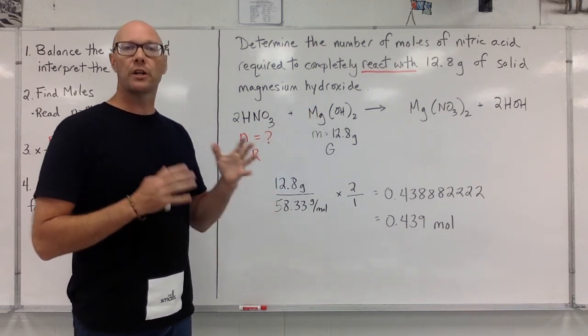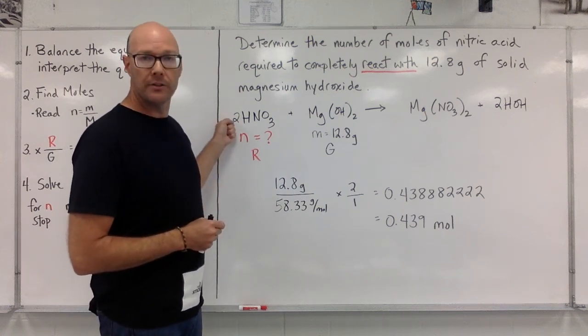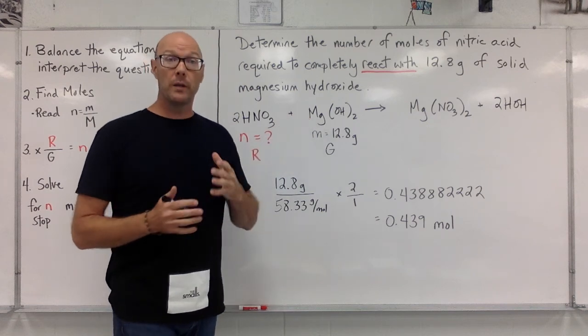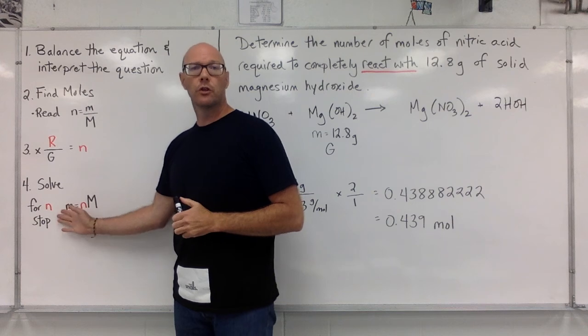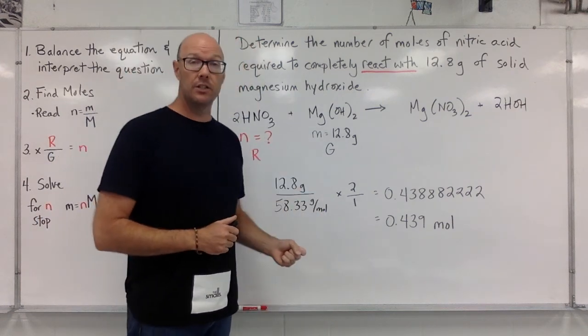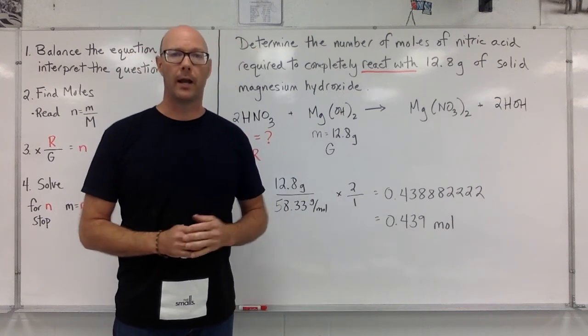R over G works the same way all of the time. Whatever you're looking for, whatever's balanced up there is the R, 2 over 1. Whenever we are asked for the moles, we stop right after our mole ratio. Again, we can't forget about our significant digits. Watch that rounding, and don't forget those units. I hope that helps.